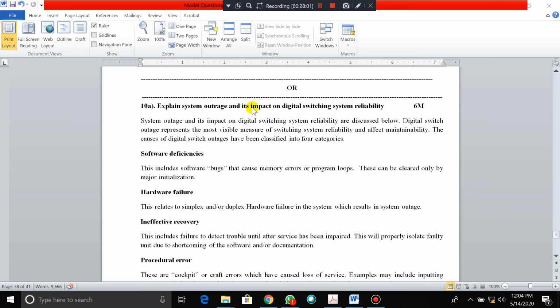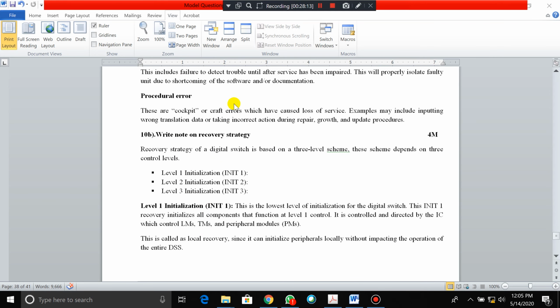Explain the system outage and its impact. In the last class, I was telling what is system outage, what is inside the system, what is outside the system and all. It is for 6 marks. Each point you have to highlight and write the explanation.